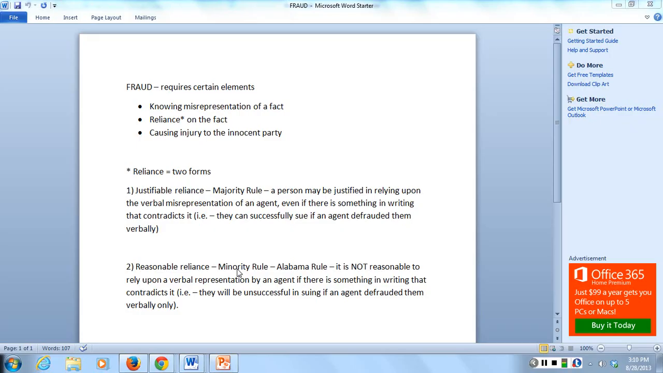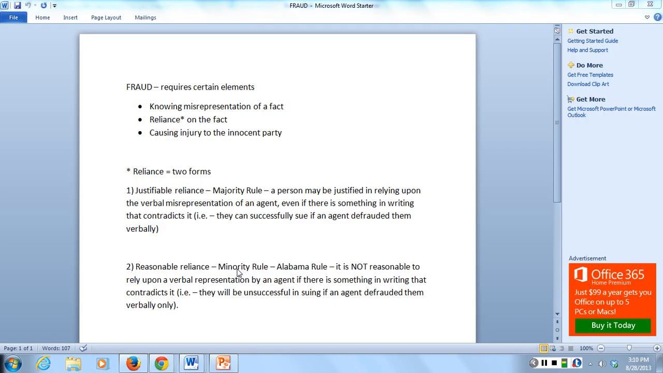The party making the false statement must intend for the victim to rely upon the misrepresentation, and the party receiving the misrepresentation must actually rely upon that fact to their detriment, causing injury to the innocent party. There are two main forms of reliance: justifiable reliance, which is the majority rule, and reasonable reliance, which is the minority rule. Alabama employs the reasonable reliance standard.